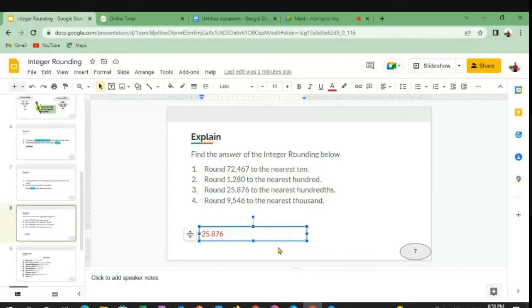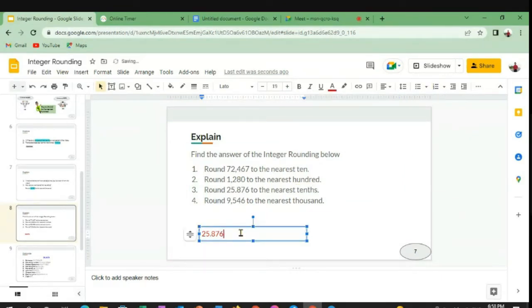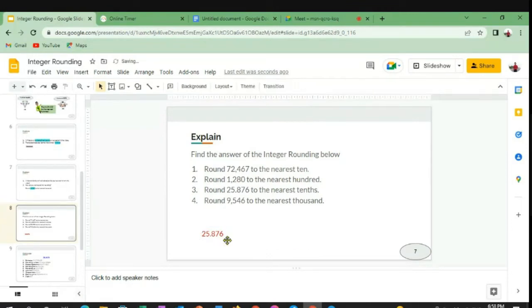Also, if I ask you to round this number to the nearest 10, what is your answer? Nearest 10 is 25.9. Yes, 25.9. So do you understand this point?